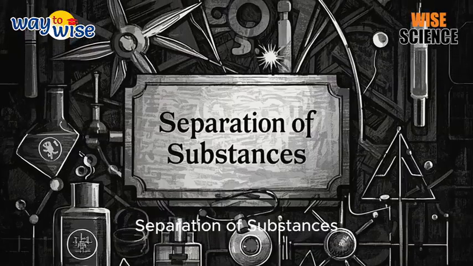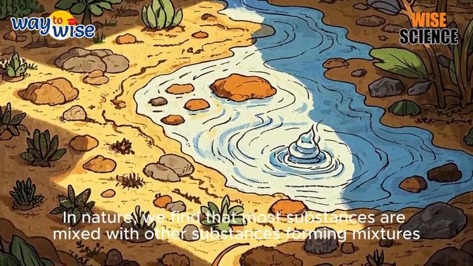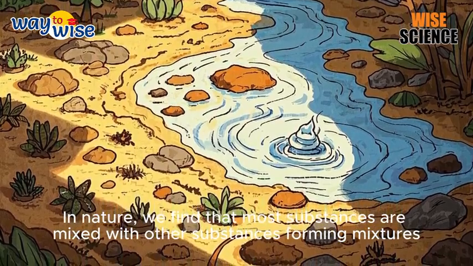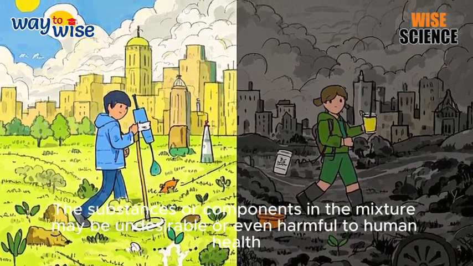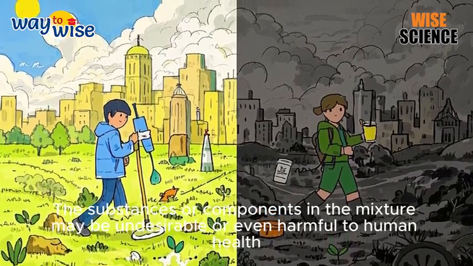Chapter 5: Separation of Substances in Nature. We find that most substances are mixed with other substances, forming mixtures. The substances or components in the mixture may be undesirable or even harmful to human health.